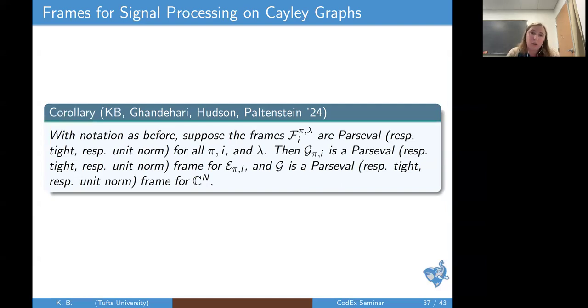Moreover, you have control over some of the different properties of the frames. If you start with frames with some special properties for those smaller eigenspaces, such as being Parseval or tight or unit norm, then of course when you're unioning and applying this isomorphism, those properties are preserved in the larger frame.